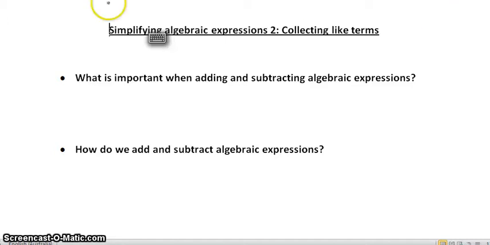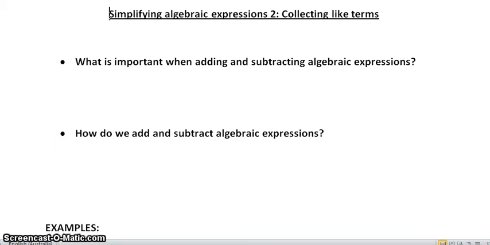Hi, this is our second lesson looking at simplifying algebraic expressions, and we're just going to be looking at collecting like terms where there may be more than one pronumeral, and there may be powers greater than 1 in the algebraic expression. Before we dive into that, let's just go back to what we've already learned.